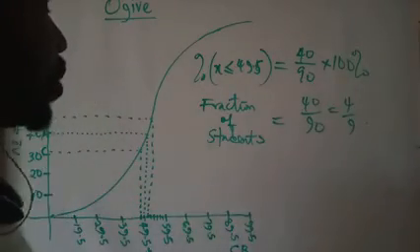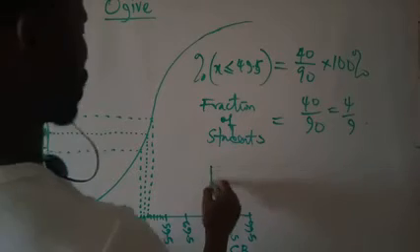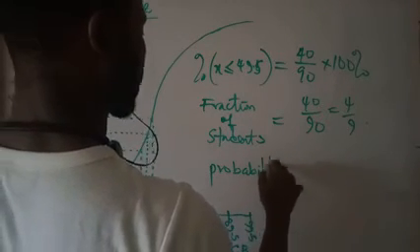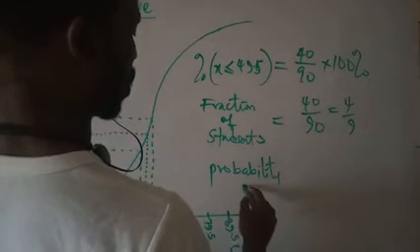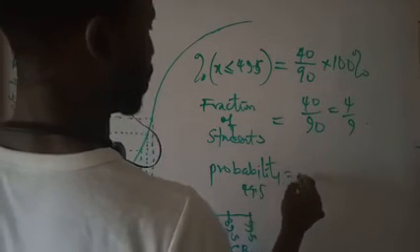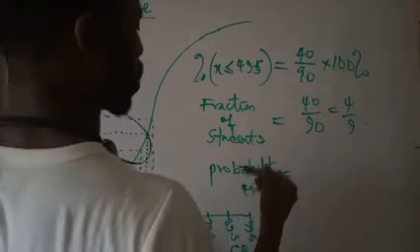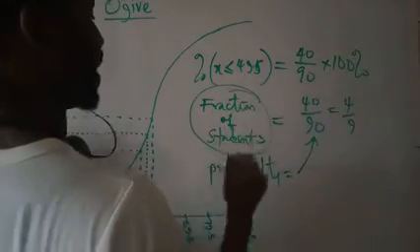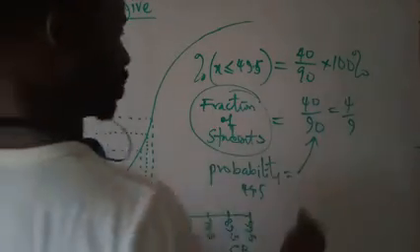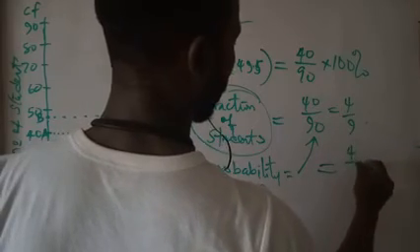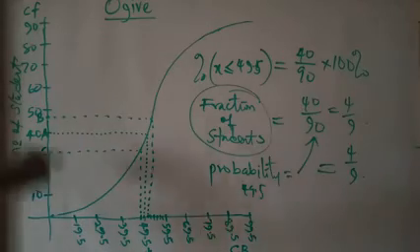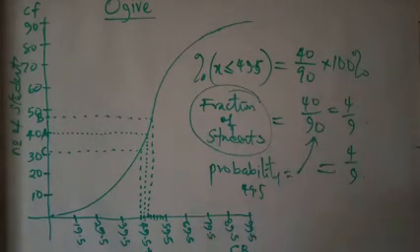They can also ask you to find the probability that a student picked at random scored 49.5. Probability that a student picked at random scored 49.5 is the same thing as the fraction of students who scored 49.5. So your answer here will also be 4 over 9. So your probability in this case is the same thing as your fraction. Then when they ask you for percentage, just multiply by 100.